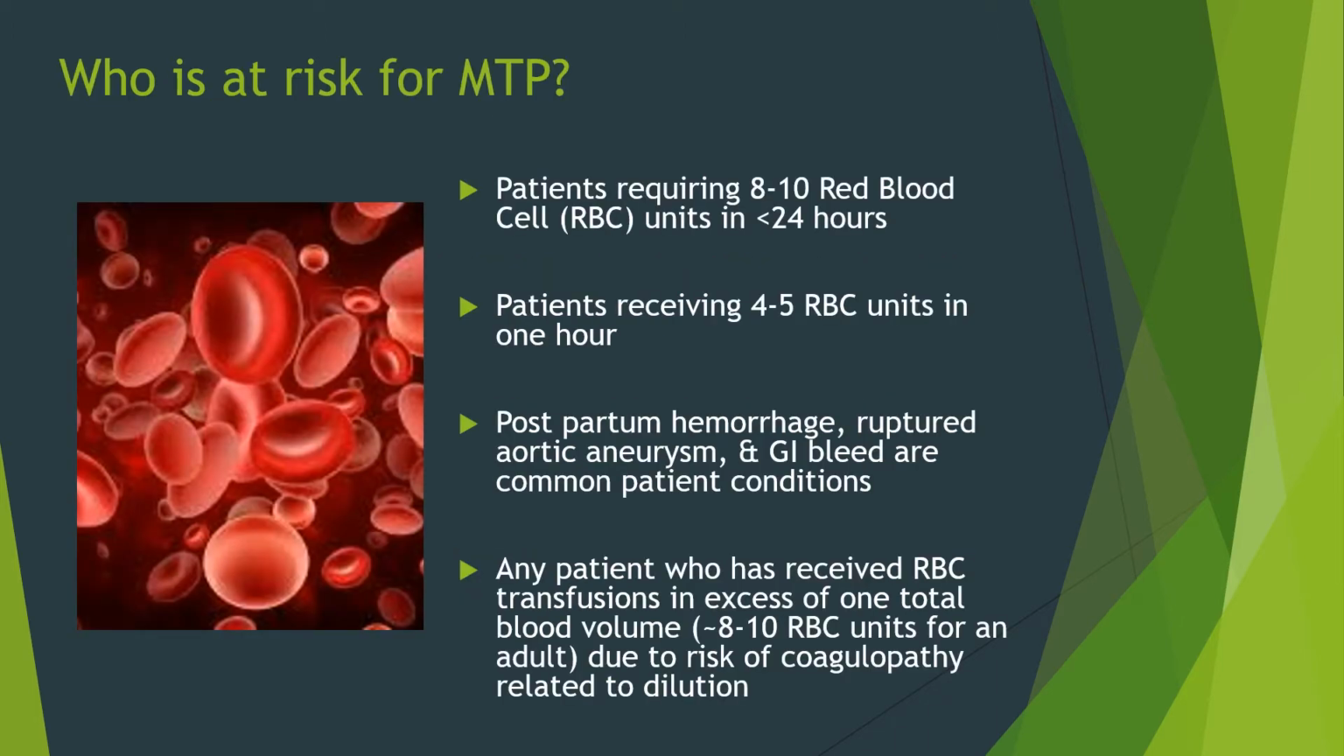What patients are at risk for needing a massive transfusion? We know that patients who are receiving more than 8 to 10 red blood cell products in 24 hours are at risk. Patients who require 4 to 5 units of red cells in 1 hour likely will require massive transfusion. The most frequent use of the MTP protocol is in labor and delivery for postpartum hemorrhage. Other patient populations include ruptured aortic aneurysms and GI bleeds.